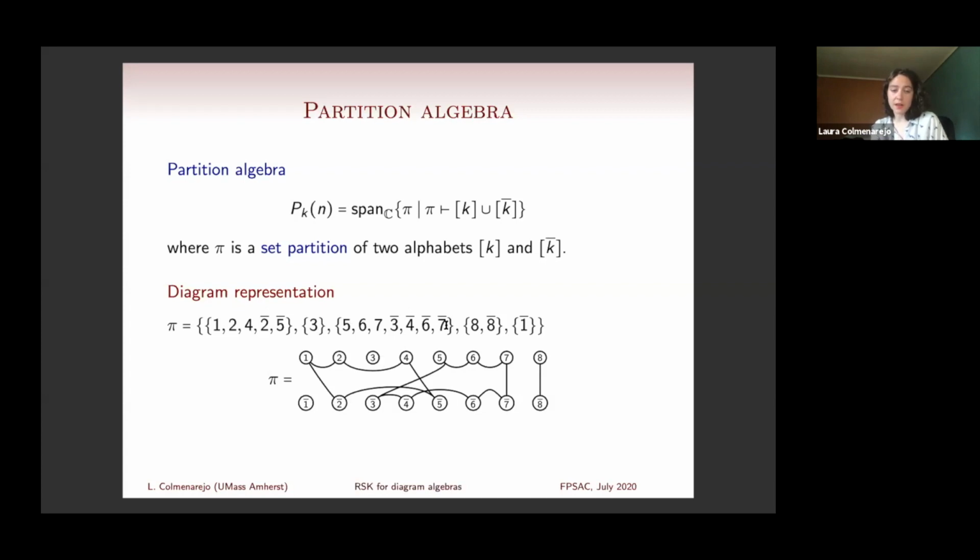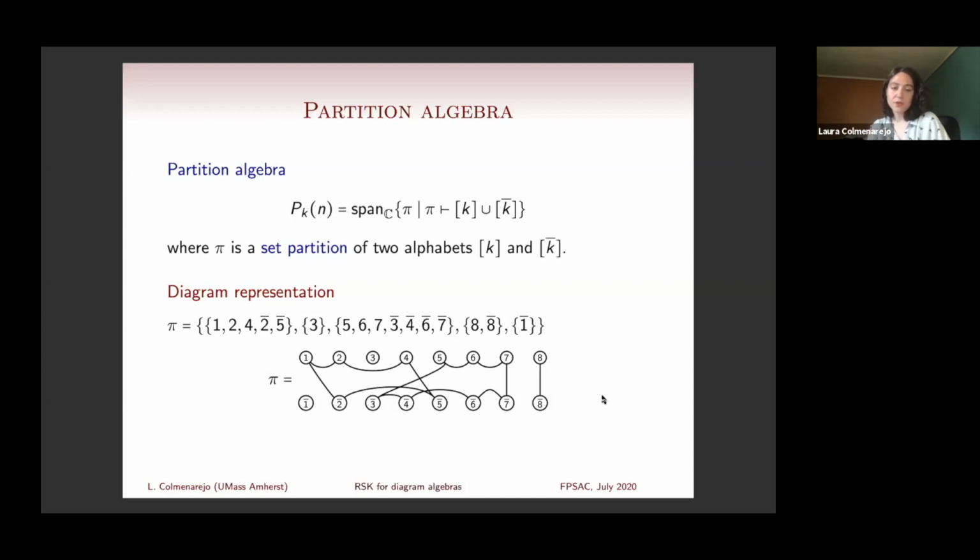And then the other cycle that I have over here is 5, 6, and 7, and then I also have 3 bar, 4 bar, 5 bar, 6 bar, and 7 bar. 8 and 8 bar are just two of them, so I just link them with a line. And 1 bar is also by itself. So I defined the partition algebra as a vector space, but I can extend it into an algebra just by multiplying diagrams. There is a very nice description of the multiplication, but we don't need it.